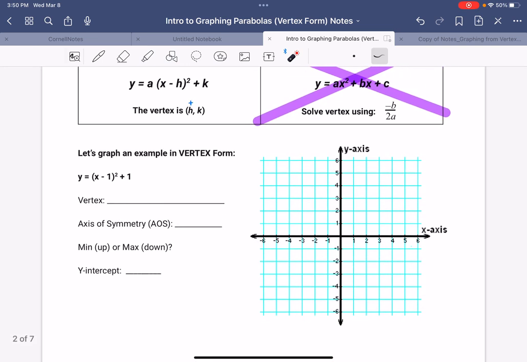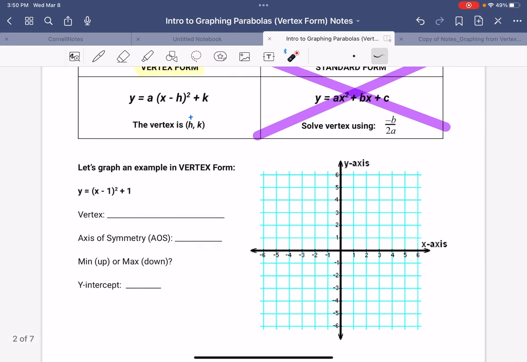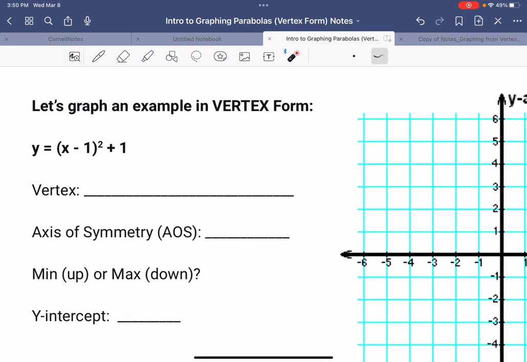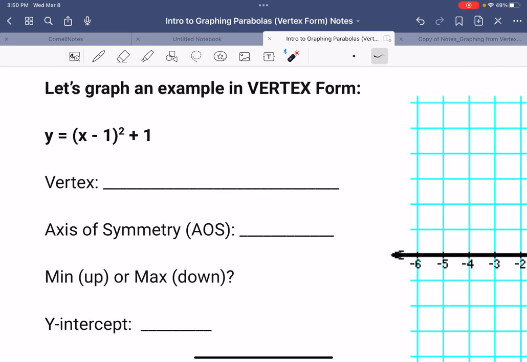Okay, so let's graph an example in vertex form. What I love about vertex form, the name itself, vertex, tells us that the equation itself is going to give us, what do you think? Yes, the vertex. So let's just look at this really quickly. I can actually look at this equation right now and make a lot of determinations without even graphing it, okay? But let's just start very simply with what is our vertex?